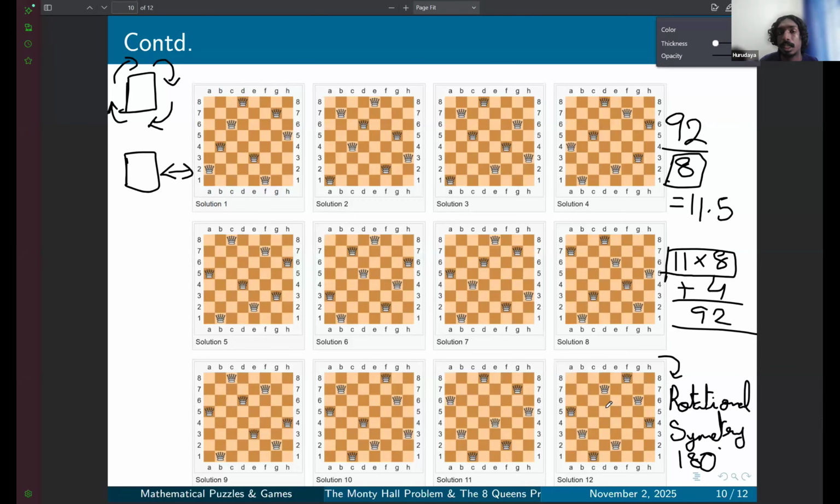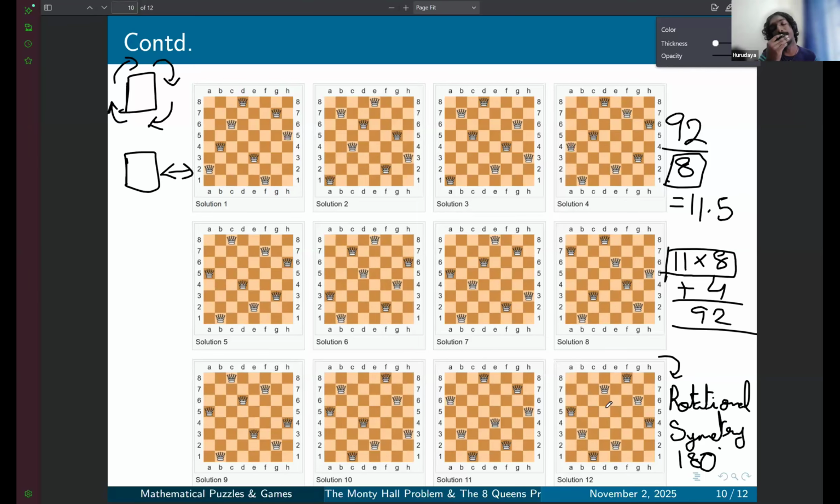And the 4 comes from the 12th solution, is it? Yes. So 88 comes from the first 11 solutions and then 4 from the 12th one, for 92 total. Got it. Thank you.